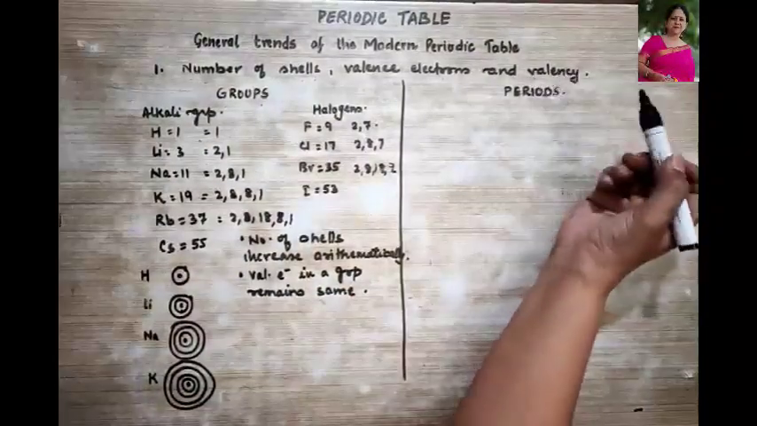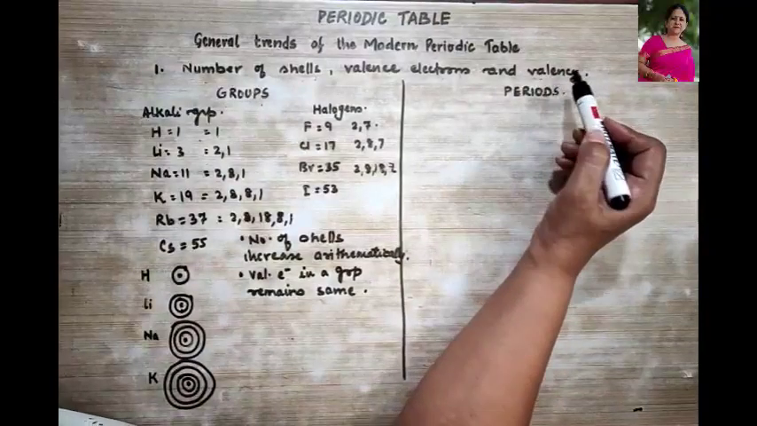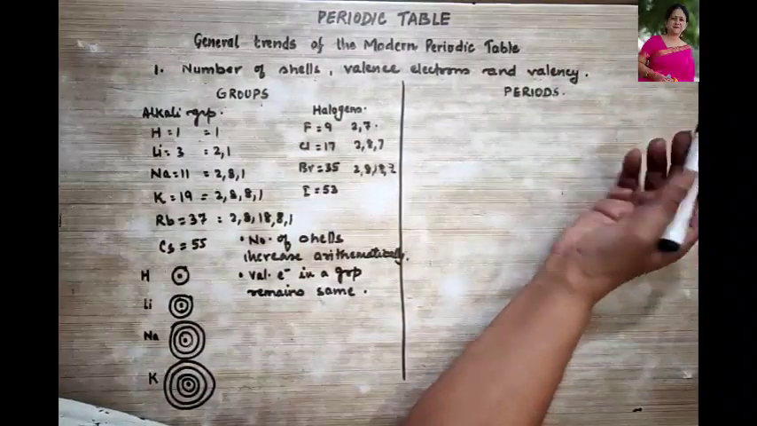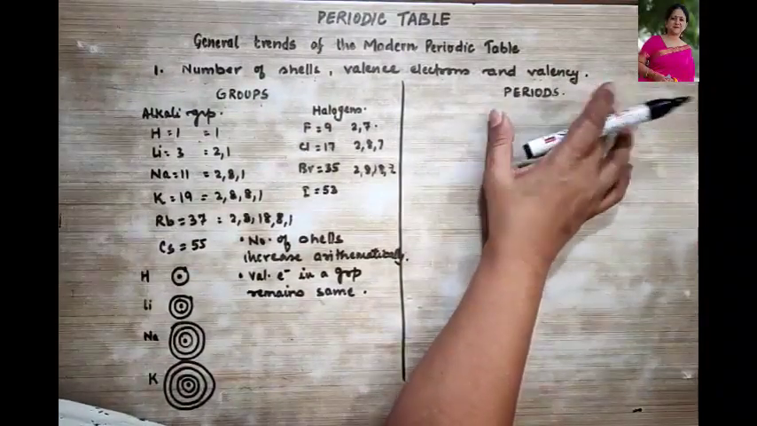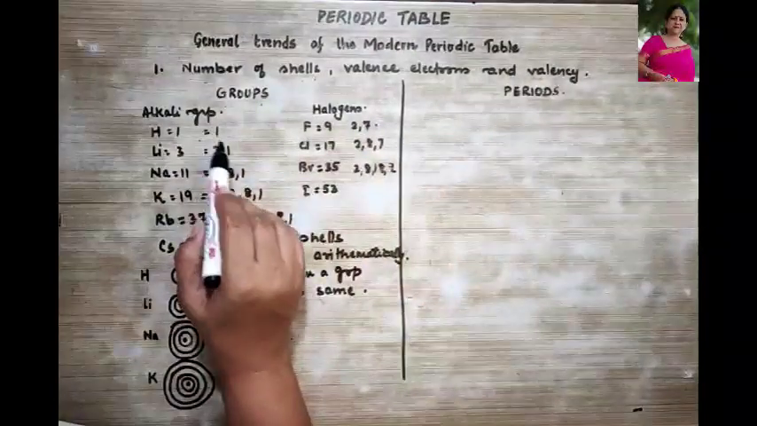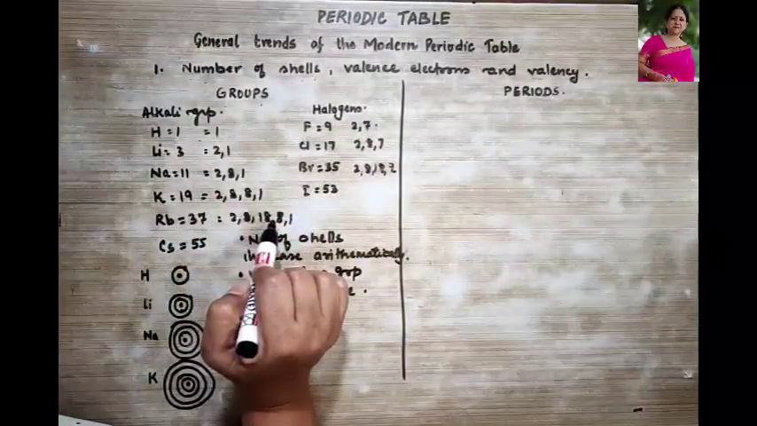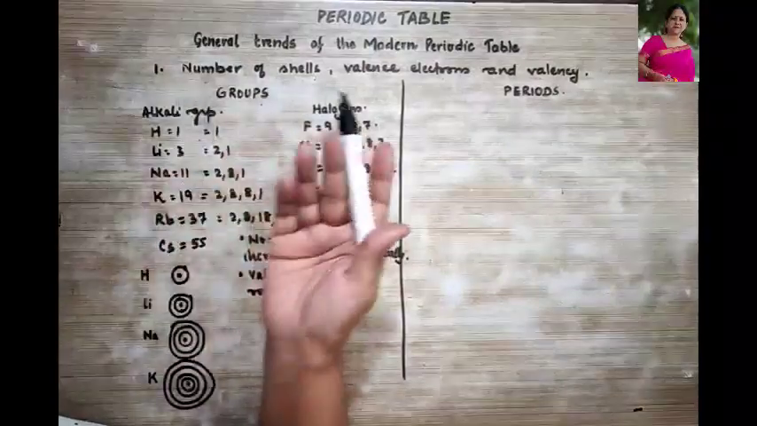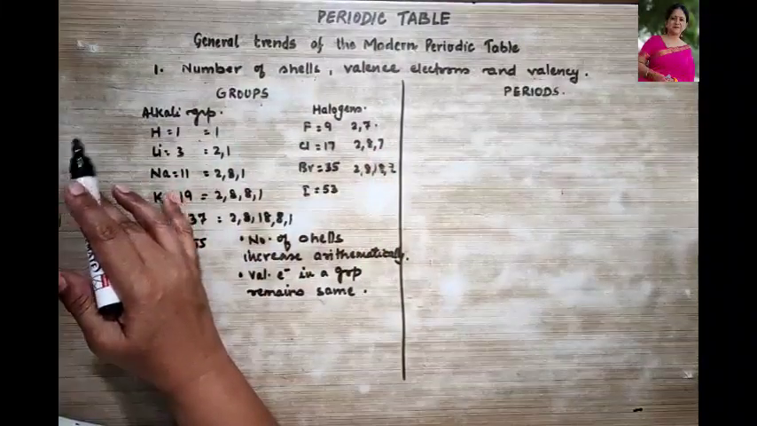Then let us talk about valency. Valency is the combining capacity. It is the number of electrons lost, gained or shared. So here, how many electrons are they going to lose? They all are going to lose 1 electron to follow the octet rule.